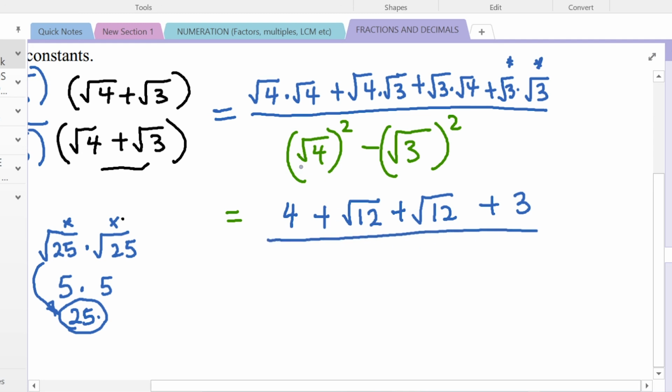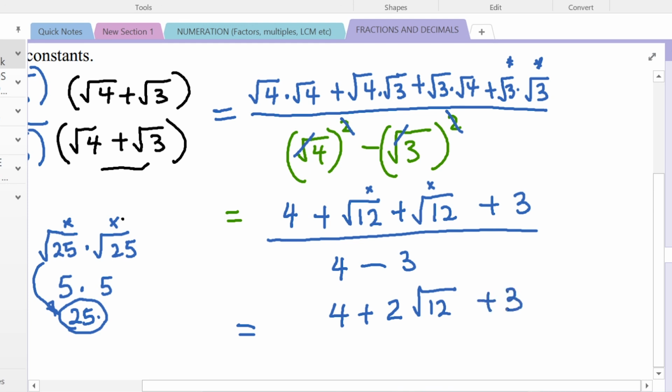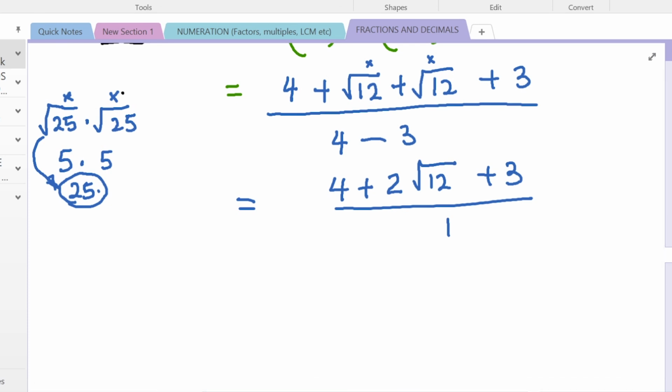Divide all that by 4 squared. 4 squared is going to be 4. That is the square of the square root of 4. This goes with that, remain with 4. Then this is minus. This goes with that, remain with 3. Of course, this is going to be equal to 4 plus this plus that is going to become 2 into root of 12, plus 3. Divide all that by 1. So, of course, this is going to be equal to 4 plus 3, which is 7, plus 2 times root of 12 over 1.